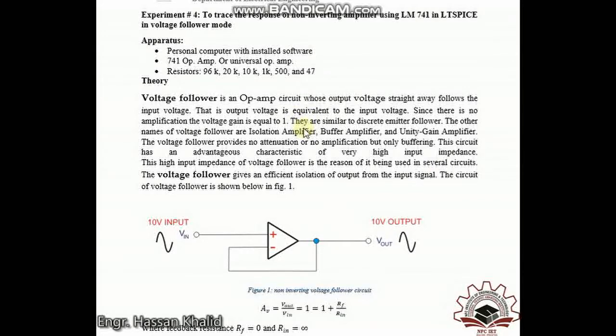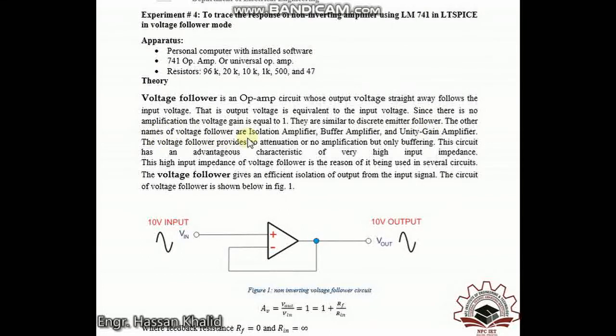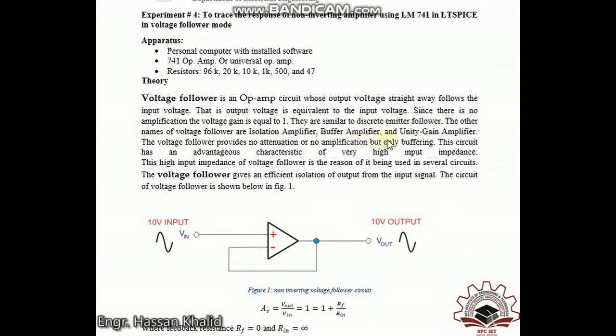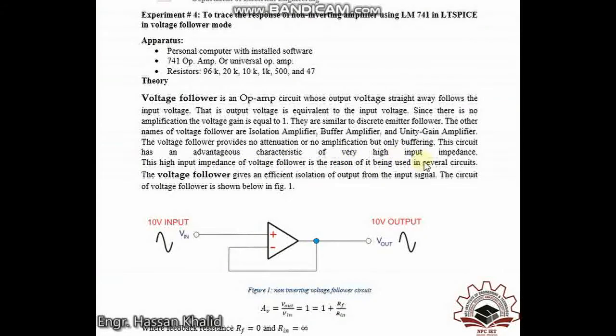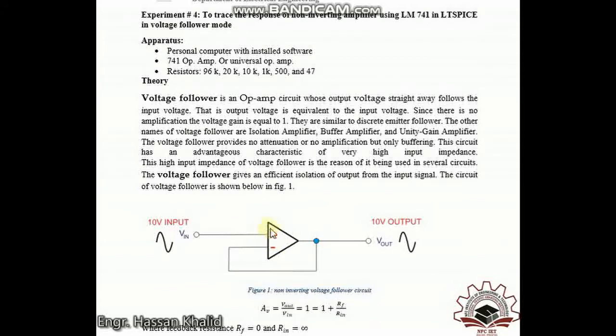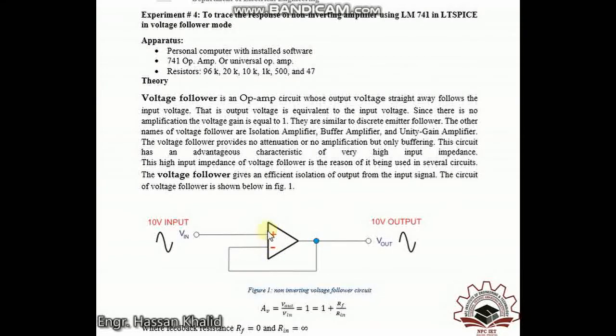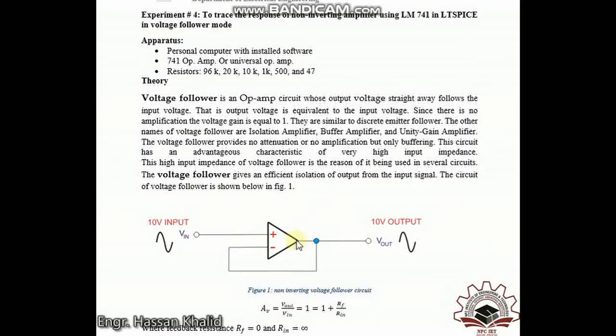Now, what are these actually? They are similar to the discrete emitter follower. The other names for the voltage follower are the isolation amplifier, the buffer amplifier, and the unity gain amplifier. The voltage follower provides no attenuation or amplification, but only the buffering process. This circuit has the advantageous characteristic of very high input impedance and very low output impedance. That means the input impedance will be very high, tending toward infinity, but in practice it is in megaohms, and the output impedance will be very low.